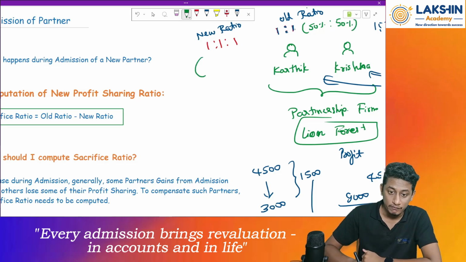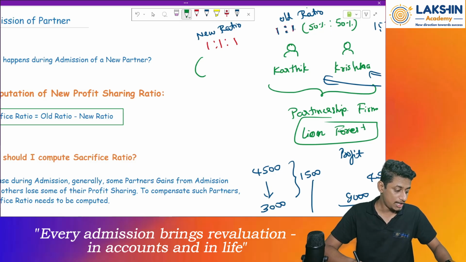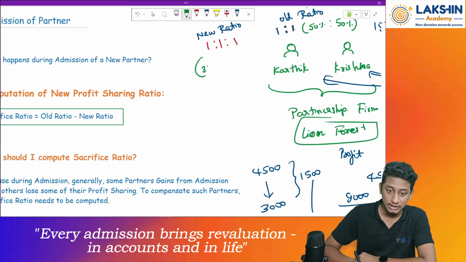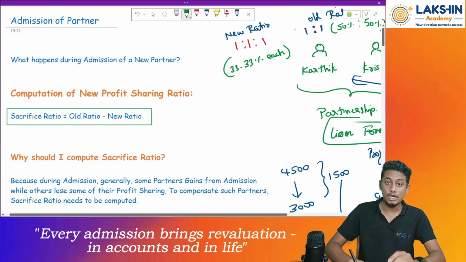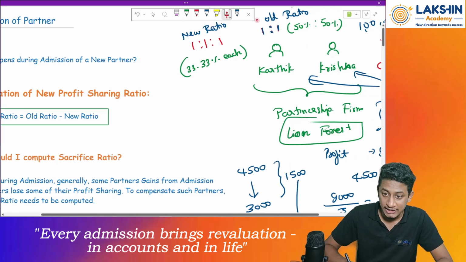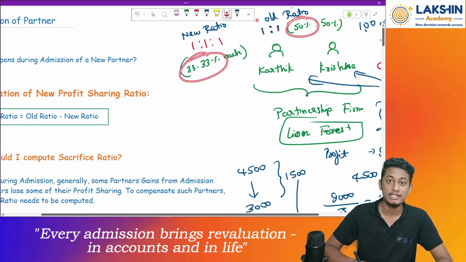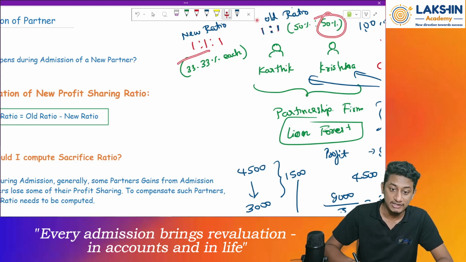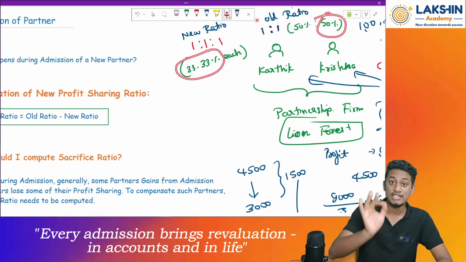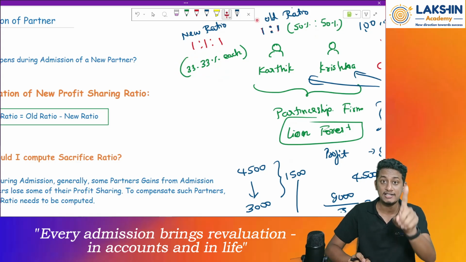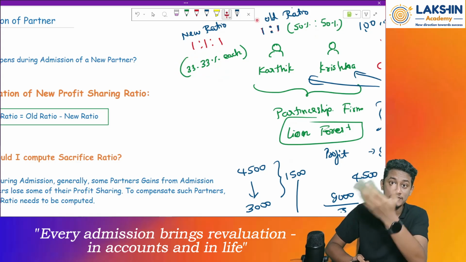But once Chinmay comes in, how much is the ratio? It changes to 100 divided by 3, which is 33.33% each. So to compute how much is sacrificed: Karthik had 50, but now it is 33.33. Krishna also had 50, now it is 33.33. They both have sacrificed some ratio for the purpose of Chinmay's admission.